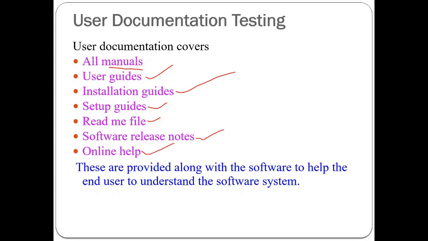If there are some problems in the software, or some part is very complicated for the user, help can also be taken from the online help. These are provided along with the software to help the end user understand the software system. Whenever software is developed, you can see that with every software there is a CD. In that CD, all these manuals, the user guide, installation guide and setup guides will be available, and they should also be available in the user documentation.